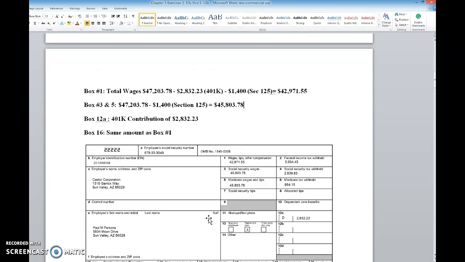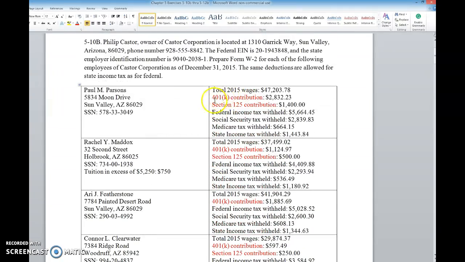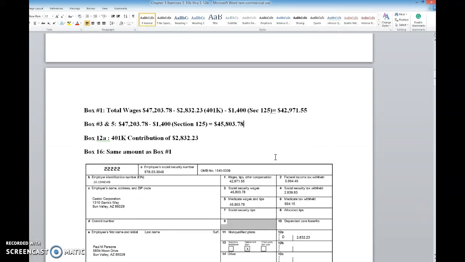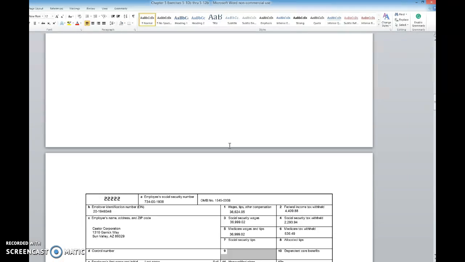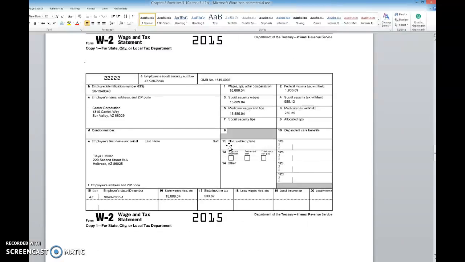Now, I'm not going to walk through each employee, but I did go through and highlight the employees that participate in the 401k and the Section 125 contribution. So when you're working through the exercise on the homework, please keep in mind, as I stated before, those amounts must be taken off the total wages in order to figure out their taxable wages. This is all the W-2s for the employees from exercise 5-10B.